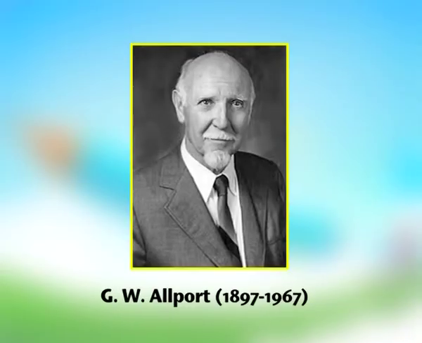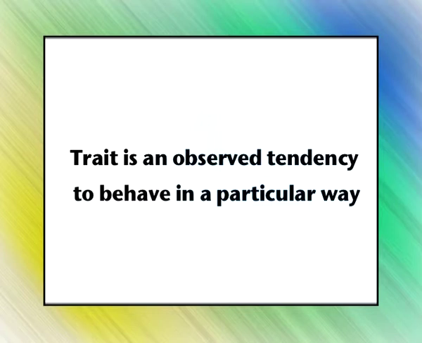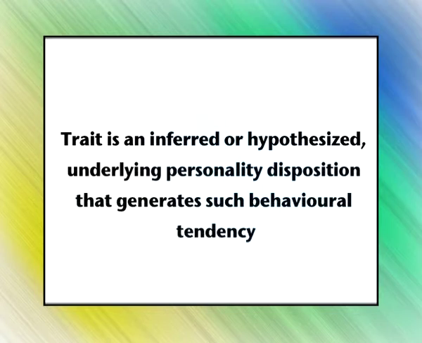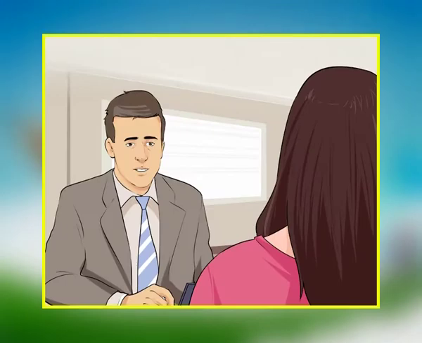According to Allport, who developed the trait approach to personality, the concept of trait has two separate but complementary meanings. On the one hand, a trait is an observed tendency to behave in a particular way, and on the other, a trait is an inferred or hypothesized underlying personality disposition that generates such behavioral tendency. Presumably, a tendency to be cheerful stems from an enduring pattern of internal processes, such as a tendency to experience positive affect, to think positive thoughts, or to wish to be perceived as happy. Traits are emotional, cognitive and behavioral tendencies that constitute underlying personality dimensions on which individuals vary.